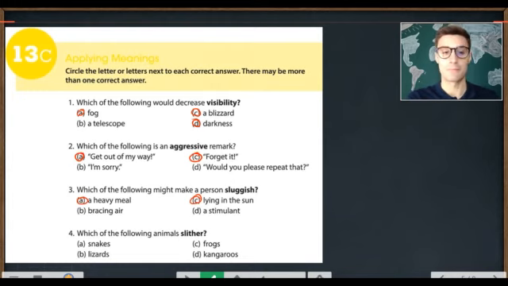Number 4. Which of the following animals slither? A, snakes. B, lizards. C, frogs. D, kangaroos. Which of the following animals slither? It's A, snakes, and B, lizards. Some lizards slither in the water.